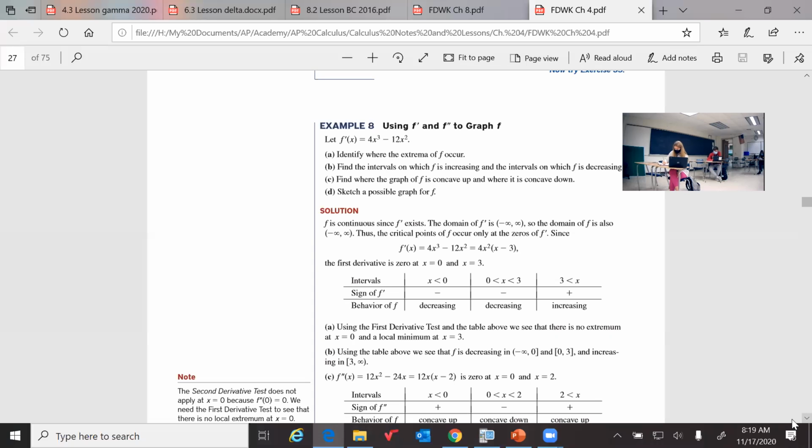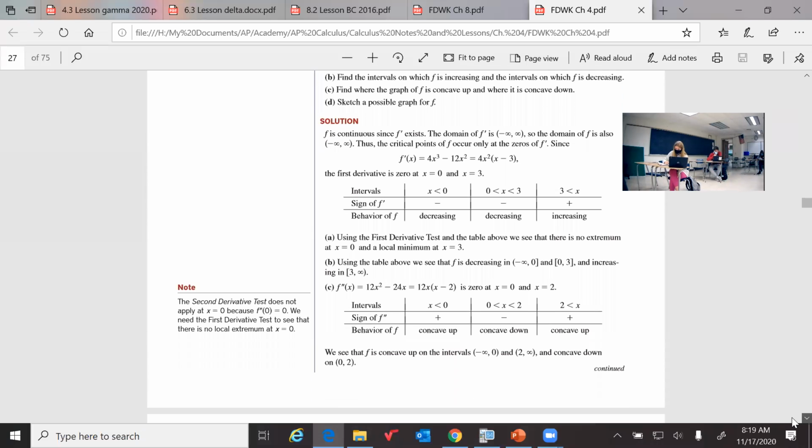Then the second derivative is a quadratic. The greatest common factor is 12x. What makes this 0? 0 and 2. Here's how they have the number line partition. To the left of 0, the second derivative is positive, so it's concave up. At 1, second derivative is negative. With 12 times a negative 1 plus a negative 2 is a negative 1. Concave down, to the right of 2, concave up.